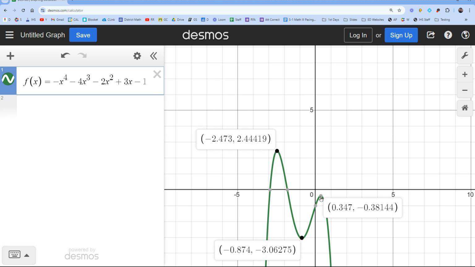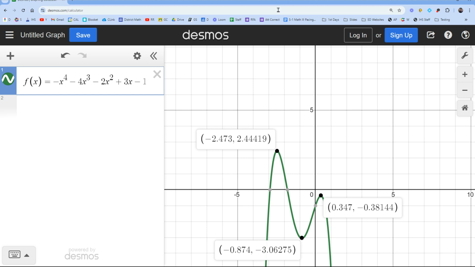and then I look at my turning points, and I'm going to write them down. So we have a minimum at about -1, -3. We have a maximum at -2, 2-ish. And then we have another maximum at like 0.3 and -0.4, something like that. So I'm going to put them on my graph. So -1, -3, -2, 2, and then 0.3, and just a little below.